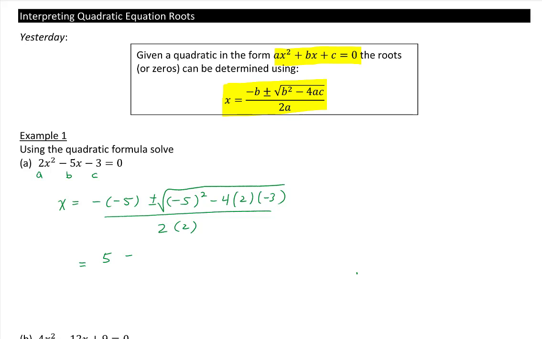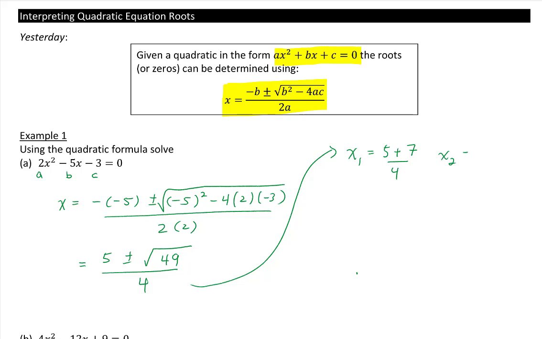Next, we have 5 plus or minus the square root of, so negative 5 squared minus 4 times 2 times negative 3 is 49, all over 4. So therefore, one of the roots is 5 plus the square root of 49, which is 7, divided by 4, and the second root is 5 minus 7 divided by 4. 5 plus 7 divided by 4, that's 12 divided by 4, which is 3, and 5 minus 7 divided by 4 is negative 2 over 4, which is negative 1/2.